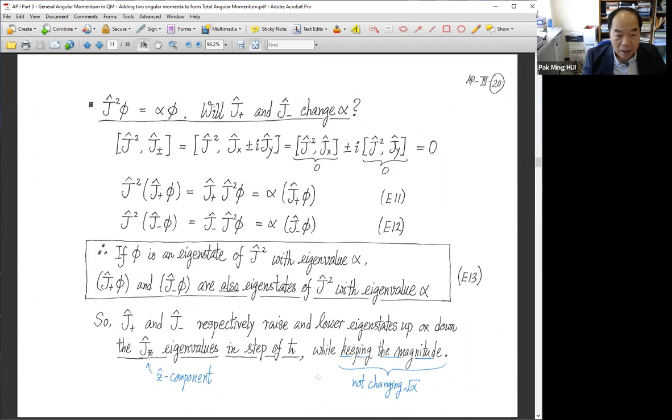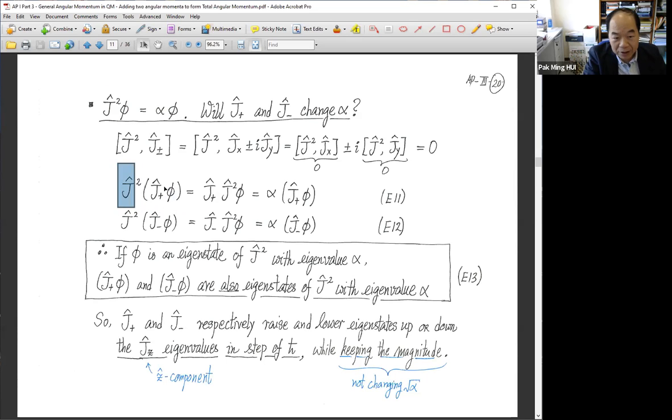Then we also wonder what J plus J minus will do to the magnitude square of that state. Will it change it to another length? Okay, so this is the question. We start off with this proposal. The magnitude square is alpha for this eigenstate phi. Now, we want to ask, after we operate J plus on phi, what is the length square?